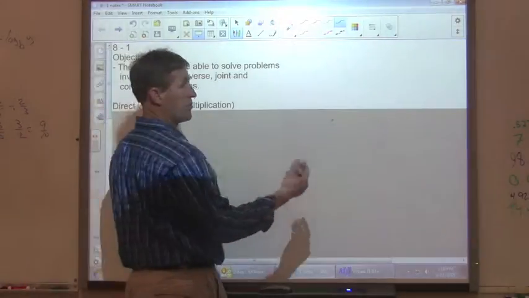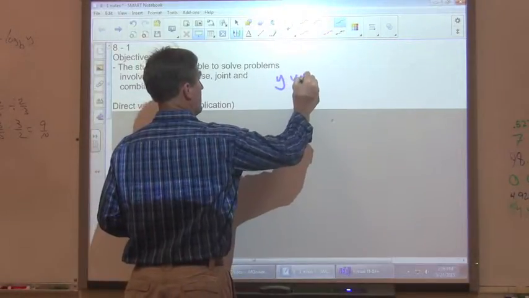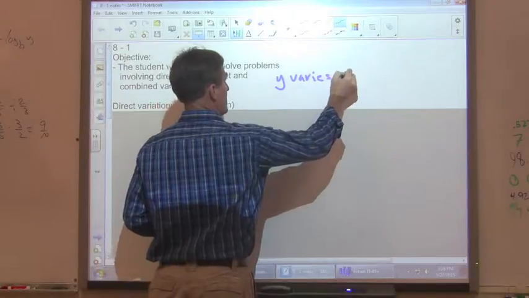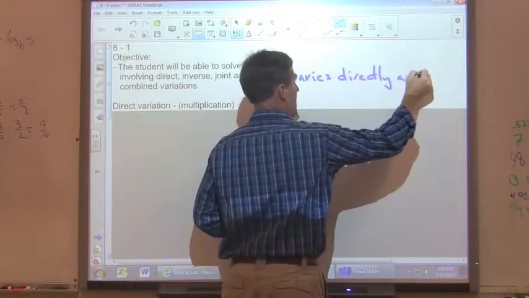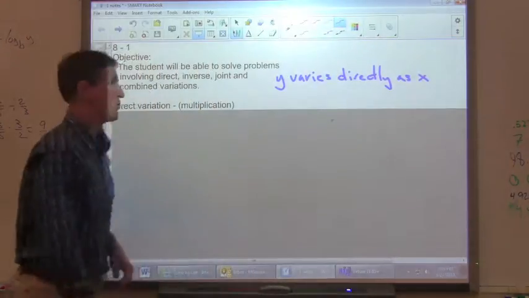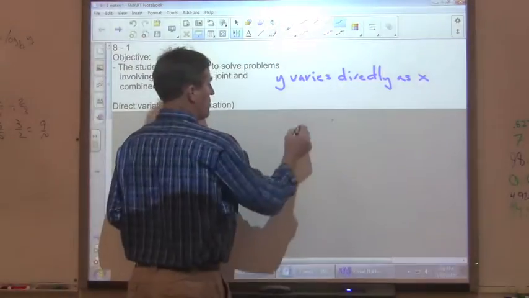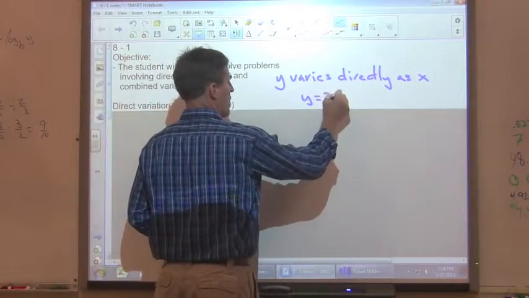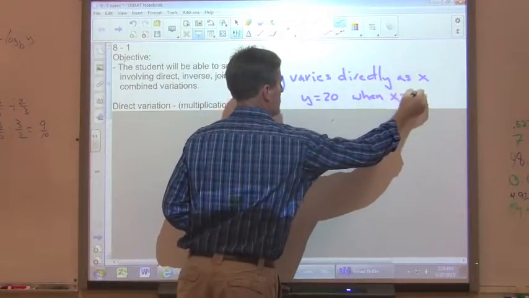So a story problem might look like this. It might say y varies directly as x. Okay? Then it will give you some information like y equals 20 when x equals 5.